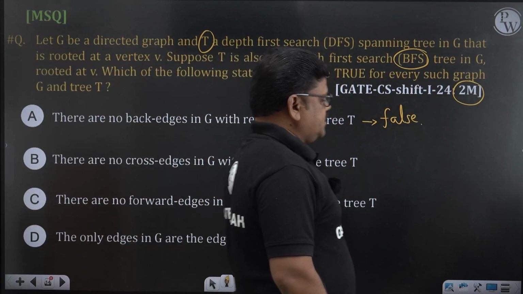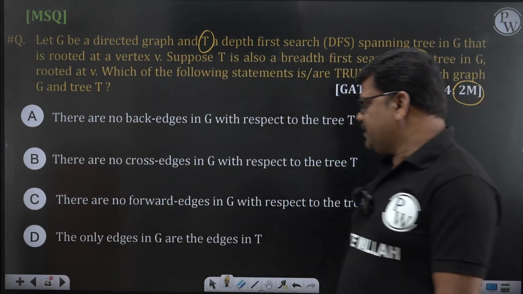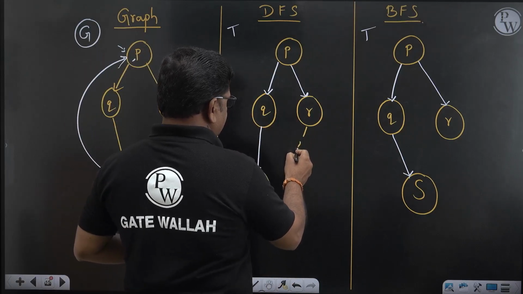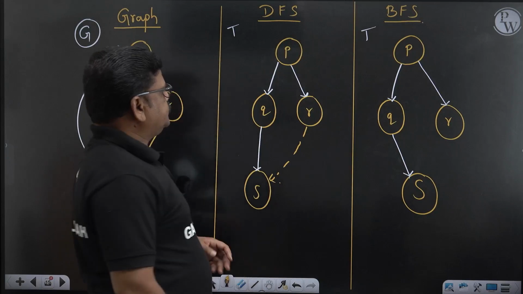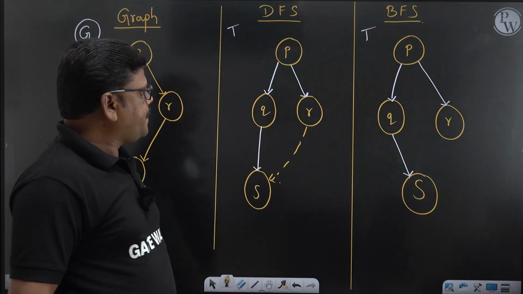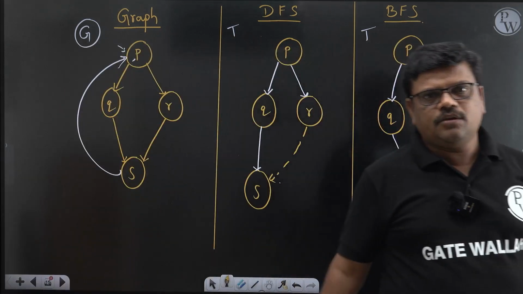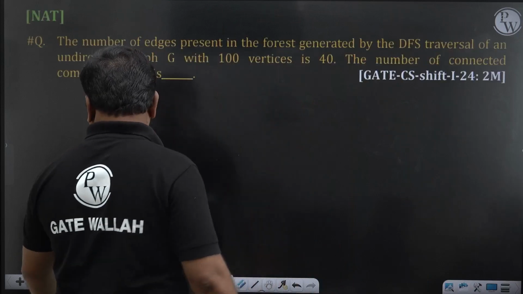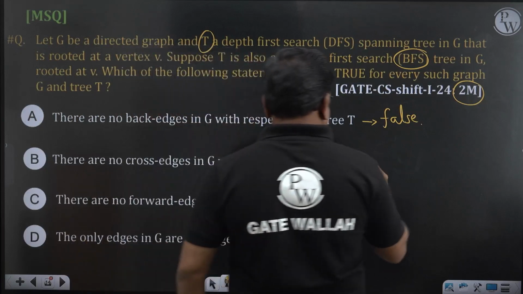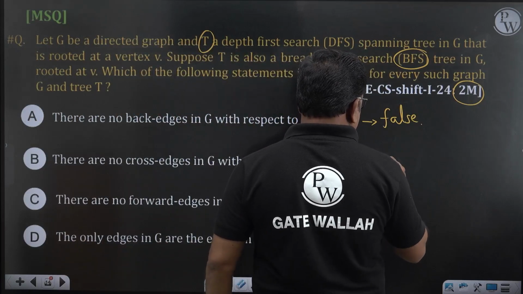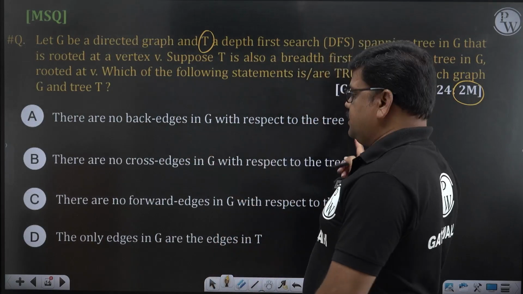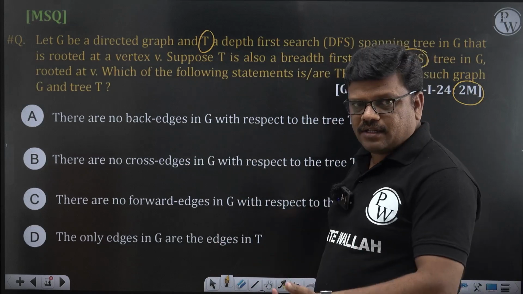There are no cross edges with respect to T. If we assume this is the graph and you have a cross edge, anything like this, if you start from here, is there any change? DFS will be obtained in the same way, BFS also will be obtained in the same way. Still we do not face any problem. Even if cross edges are present in the graph, then also no problem, we will get the DFS and BFS the same. So, this is also false. Cross edges can be there, not a problem.